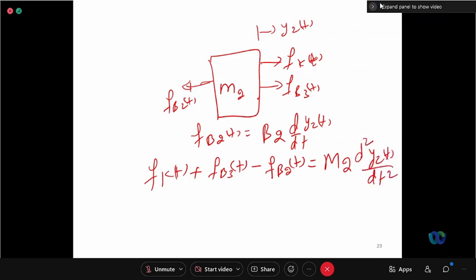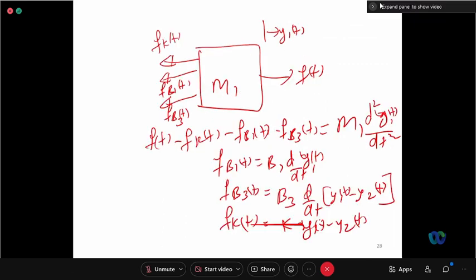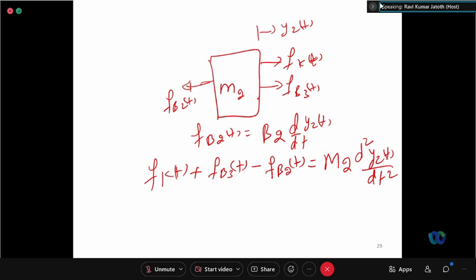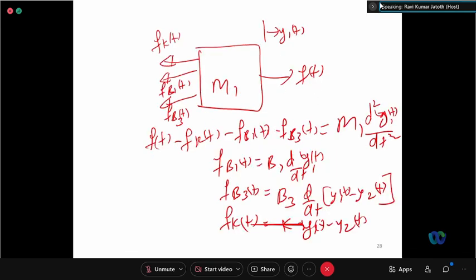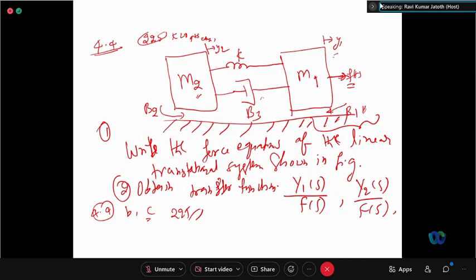Is it understood now? Yes, sir. So now you have drawn the free body diagram of M1 and of M2, and you have all the terms. Now you just substitute, and you can obtain the transfer function y1 of s by f of s. Do it now and be ready with your answers.